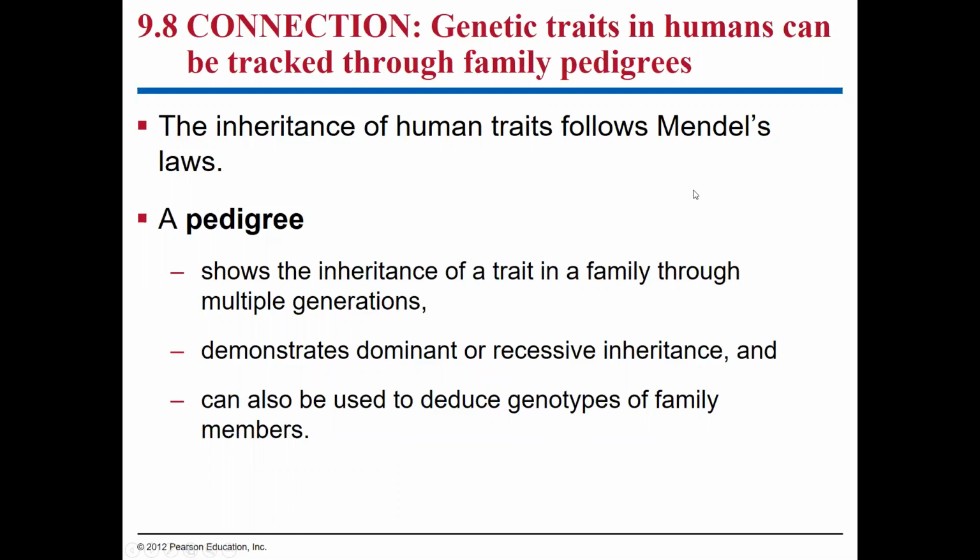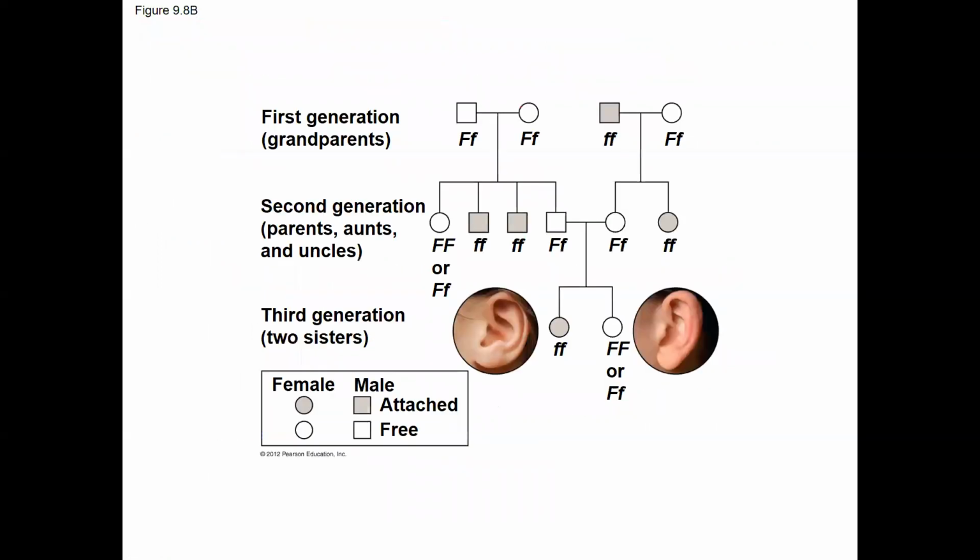Inheritance of human traits follows Mendel's laws. Mendel's laws have been shown to be common and universal. And so one way to track human traits is through something called a pedigree. It shows the inheritance of a trait in a family through multiple generations. It can demonstrate if something is dominant or recessive, and it can also be used to deduce the genotypes of family members who may not have shown a phenotype, and to determine the potential for future offspring.